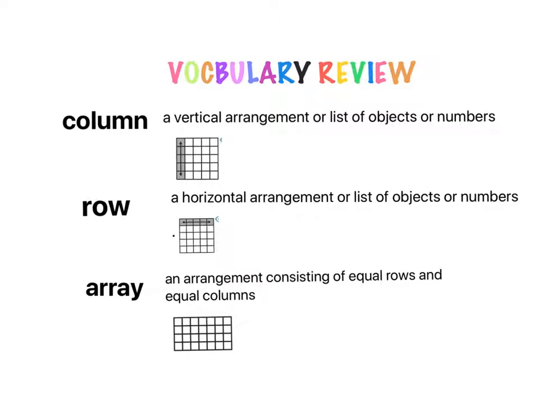Let's go over a quick vocabulary review. We have learned in the past that a column is a vertical arrangement or list of objects or numbers. A row, on the other hand, is a horizontal arrangement or list of objects or numbers. So an array, which is what we're going to be talking about in this lesson, is an arrangement consisting of equal rows and equal columns.